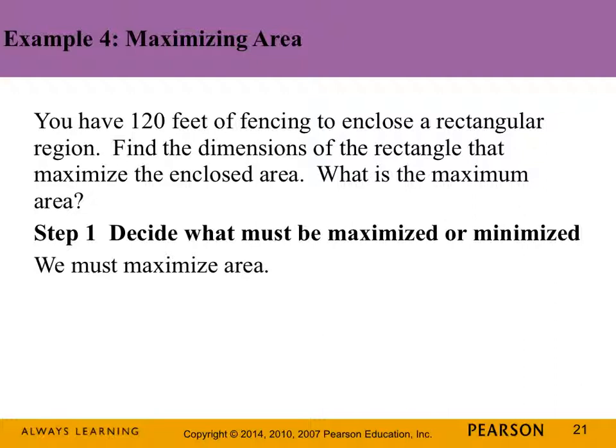So on this problem, example 4, we have 120 feet of fencing that's going to enclose a rectangular region. We need to find the dimensions of the rectangle that's going to maximize the enclosed area and then calculate that maximum area. So step 1, you have to decide what's going to be maximized or minimized, and it's area that we're going to be maximizing.